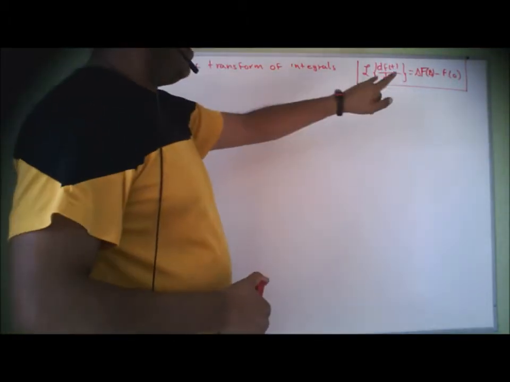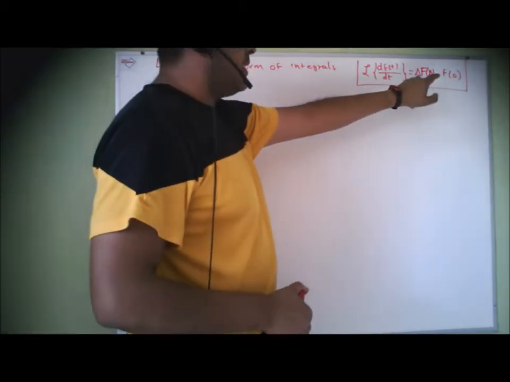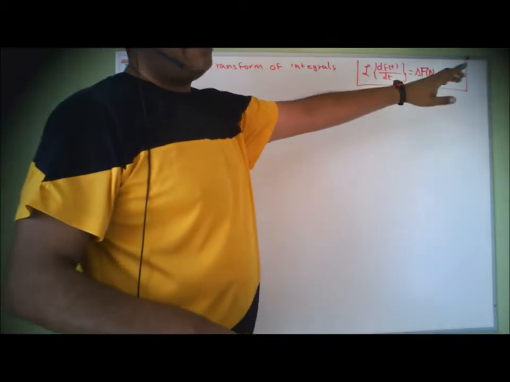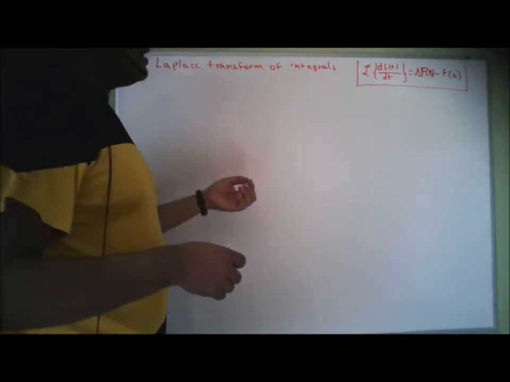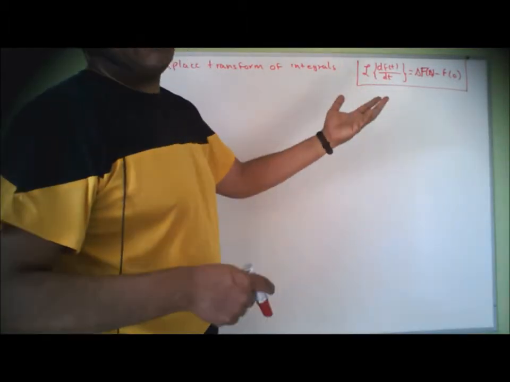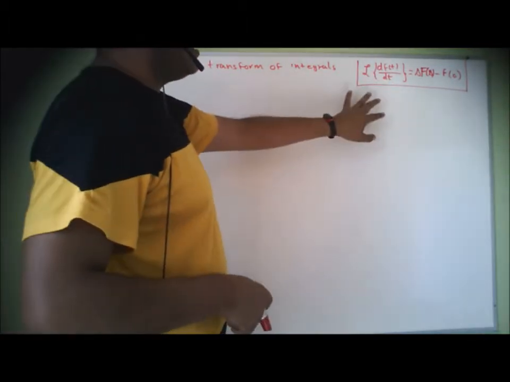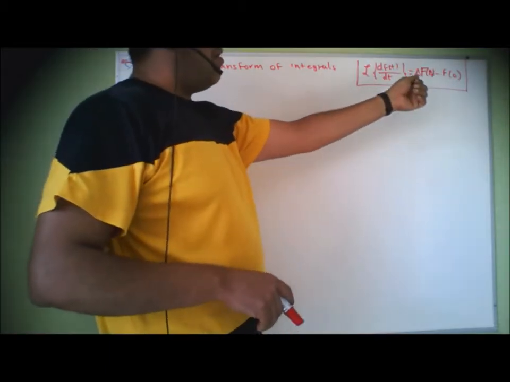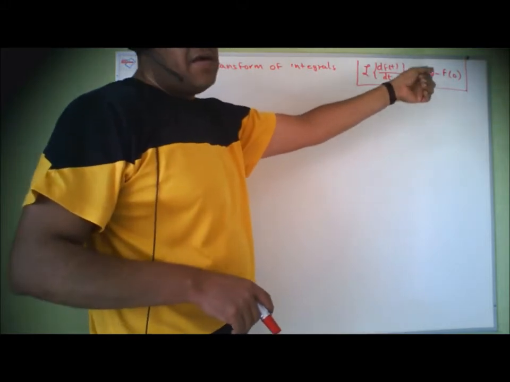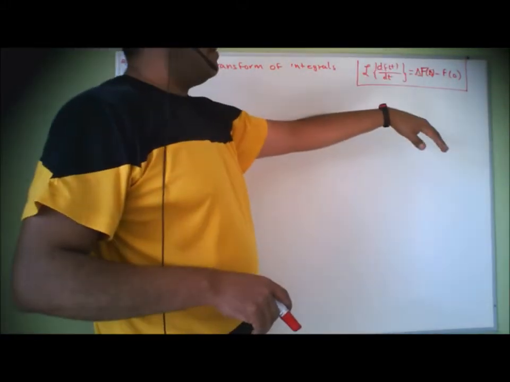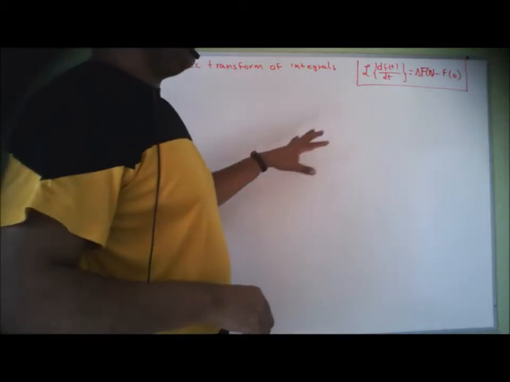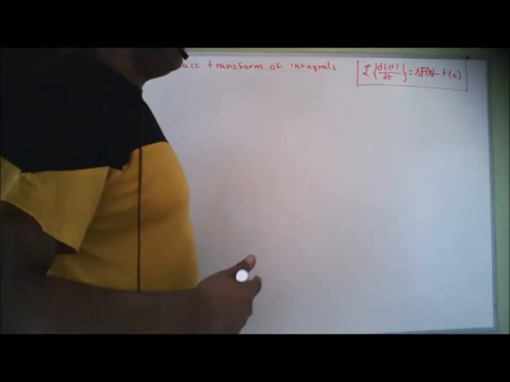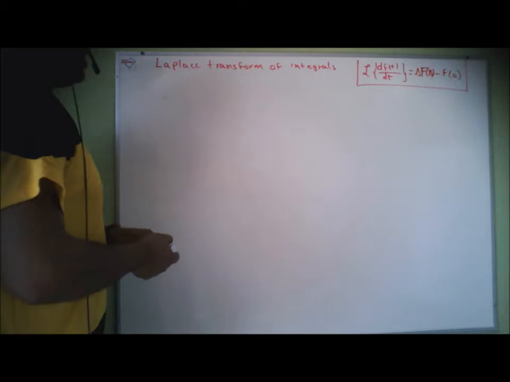Now, if you happen to have the second derivative, then it's going to be s squared F(s). So for every derivative, you have a multiplication by s. Okay, now, what will happen if instead of the derivative, you have the integral? You have to remember that the integral is the opposite operation of the derivative. So what will be the opposite operation of multiplication by s? Well, obviously, it is division. So we assume that the Laplace transform of the integral will be F(s) divided by s because it is opposite. Okay, let's see if that is actually true.